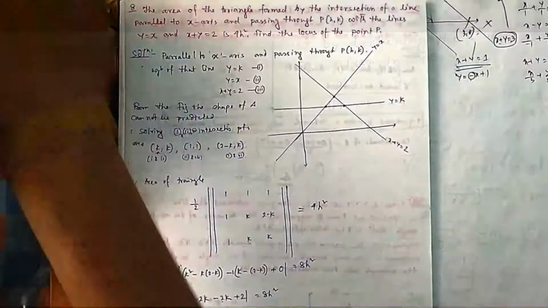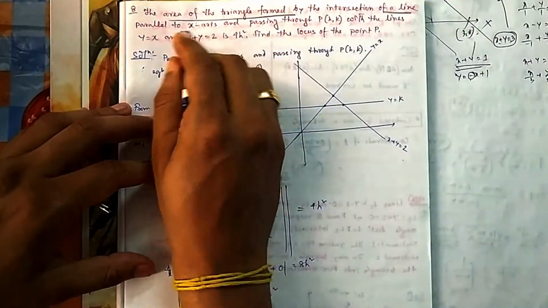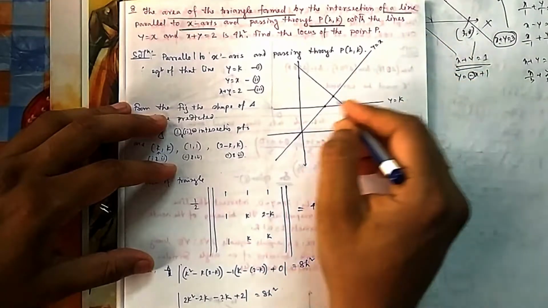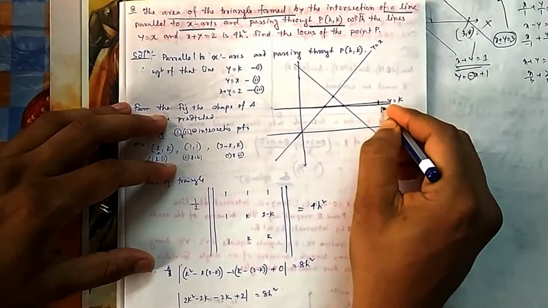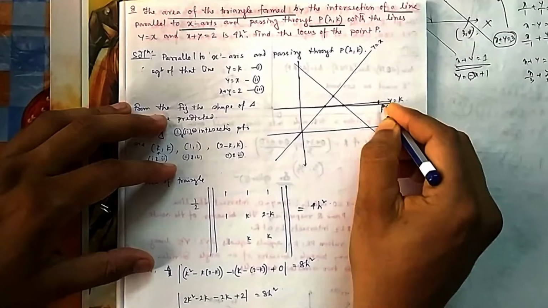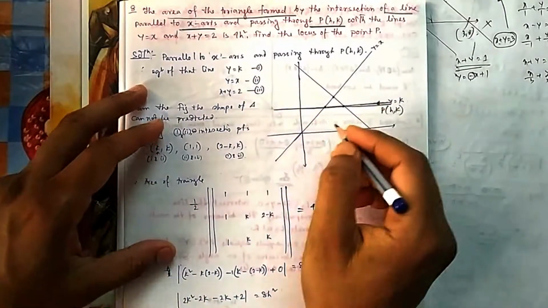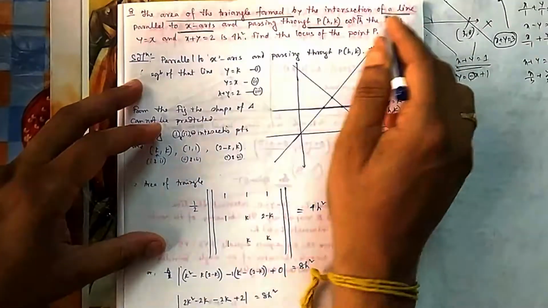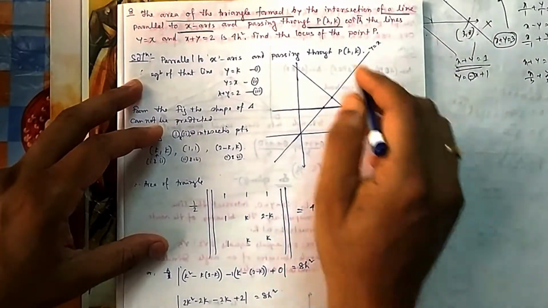The area of the triangle formed by the intersection of one line parallel to the x-axis and passing through the point h, k. Suppose this is a line which is parallel to the x-axis and this is passing through a point, suppose h, k. Any point, suppose h, k, it is passing. So this is one line.